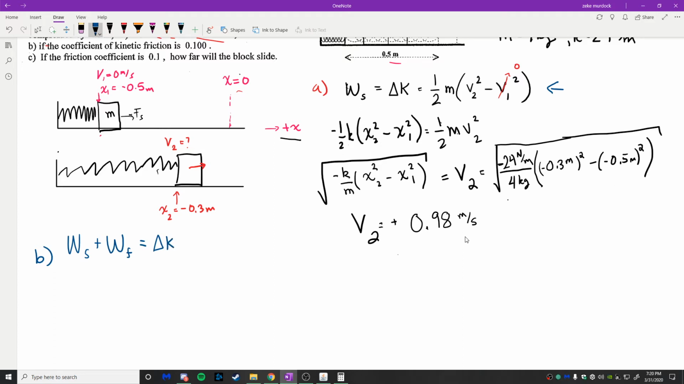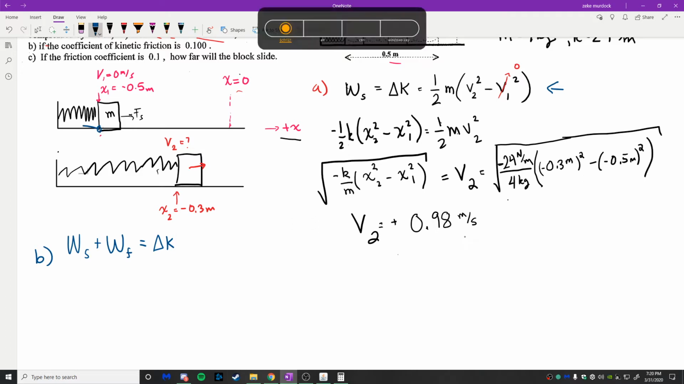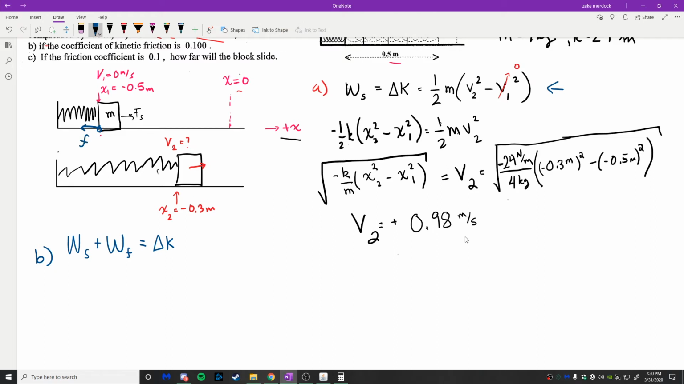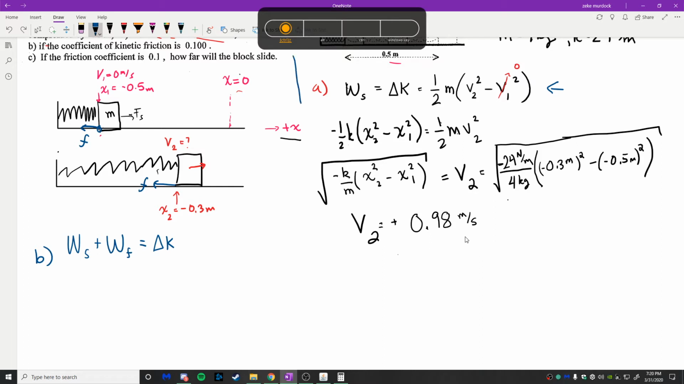All right? It's the same 2 points. The only difference is that now we have a friction force that acts back this way. And we can find what the value of the friction force is. Let me leave a little box right here too. Actually, let's do this.